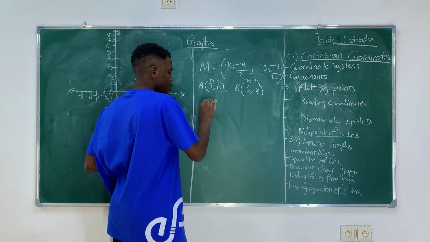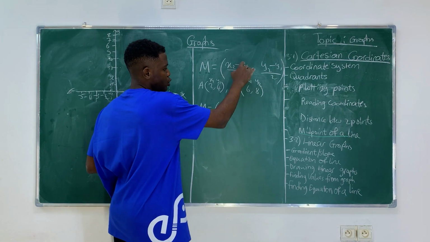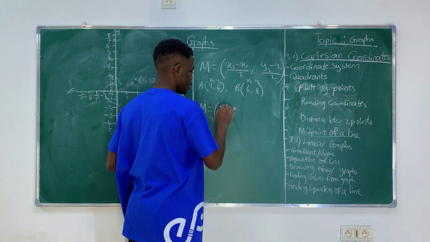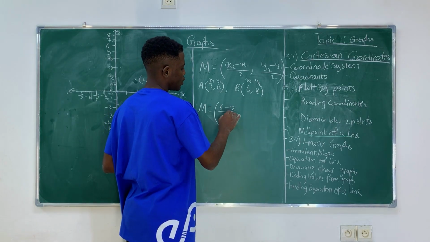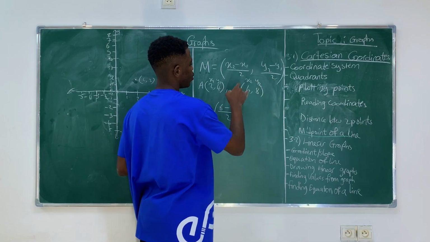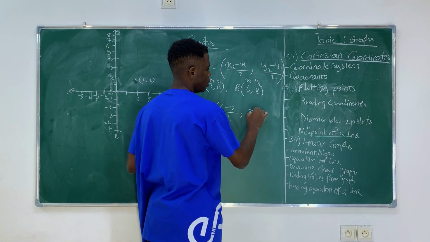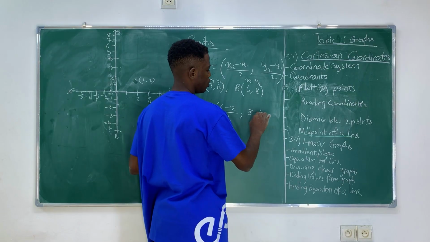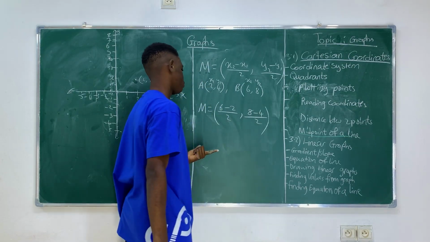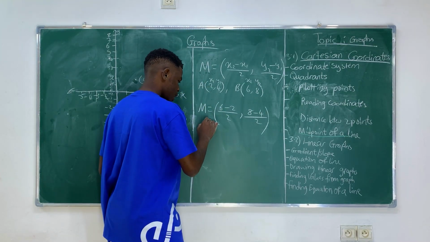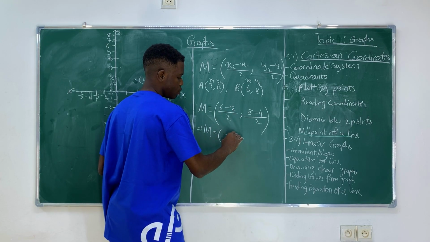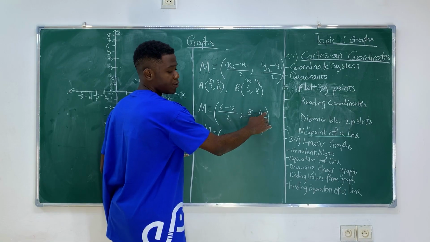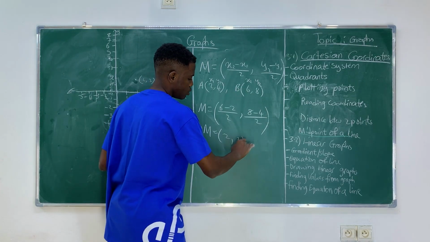So the midpoint between those 2 points is going to be X2, which is 6, plus X1, which is 2, all over 2, comma, Y2, which is 8, plus Y1, which is 4, all over 2. Then the midpoint is going to be 6 plus 2 is 8, 8 divided by 2 is 4. What is 8 plus 4? 12, 12 divided by 2 is 6.